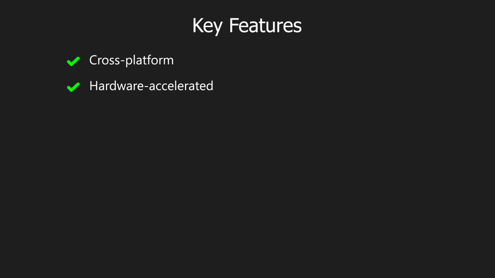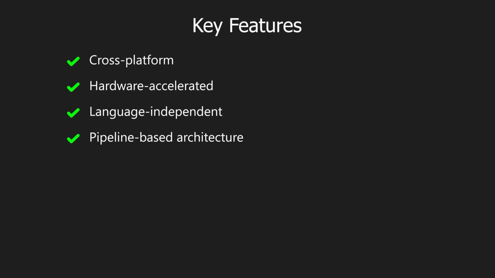Next, let's look at the key features of OpenGL. Firstly, it is cross-platform, which means that much of the code remains the same on Windows, Mac, or Linux. Also, it is hardware accelerated, which means it provides direct access to the GPU. Next, it's language independent. You can use C or C++ and many other languages to develop apps using OpenGL. It has a pipeline-based architecture, and also supports state machines and extensions.